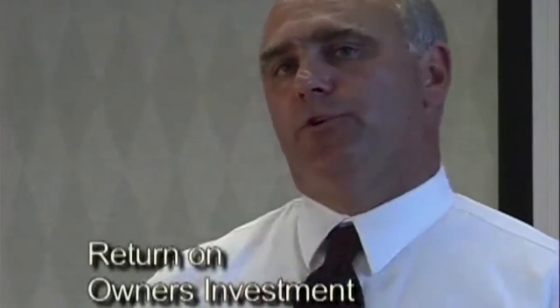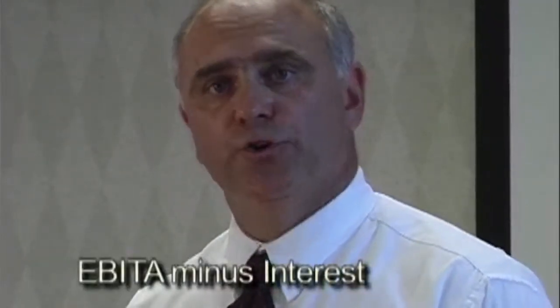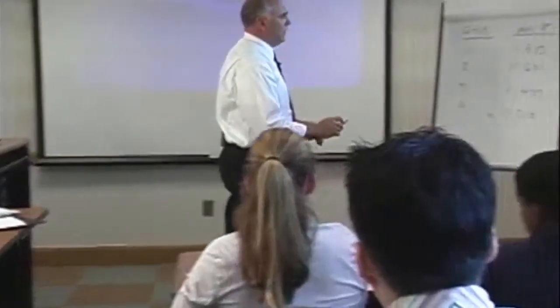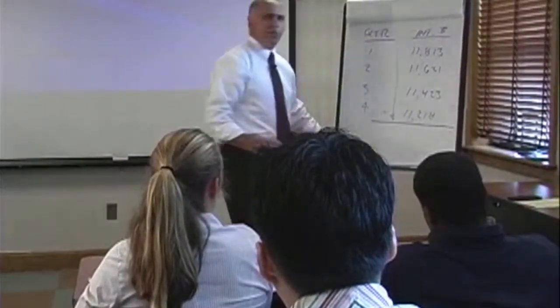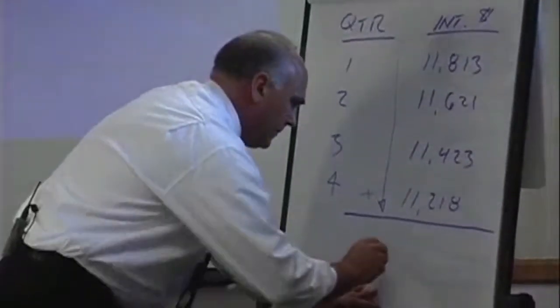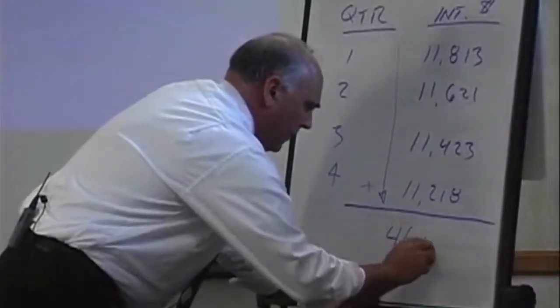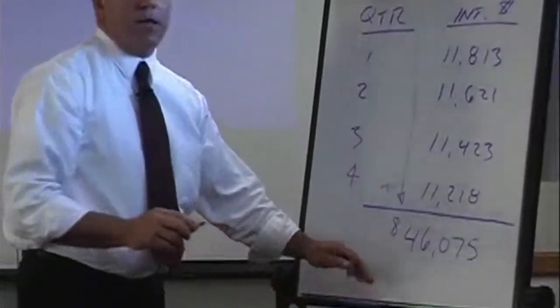To calculate the return to the owner's investment, we are going to take the EBITDA less the return to the lender, which is the interest. Remember, the EBITDA is an annual number, so if we sum the total long-term interest payments for the year, we'd find that $46,075 have been paid to the lenders long-term for the use and enjoyment of their money.